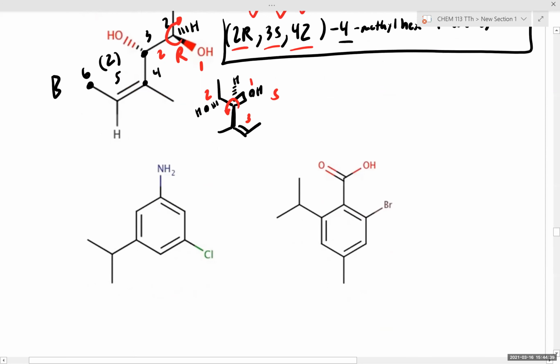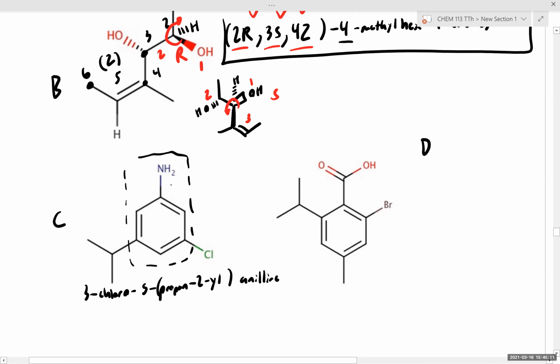Okay, let's look at structures C and D, and let's try to come up with a reasonable name for these structures. And you can name this as 3-chloro-5-propan-2-yl aniline. So in this case, we're naming this compound using aniline as our parent aromatic ring.